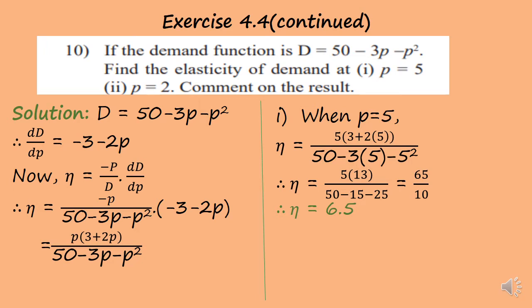Now we have to comment on this particular value. If you remember in the last lecture, we had seen certain cases where elasticity can be either 0, 1, greater than 1, etc. It will never be negative, remember that. So in this case we find that elasticity is greater than 1. So we say that as eta is greater than 1, the demand is relatively elastic.